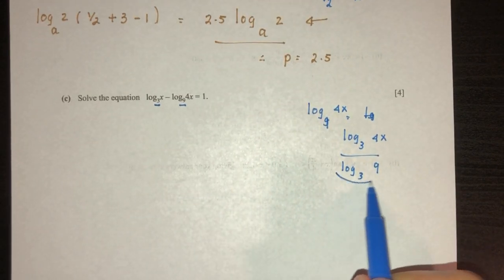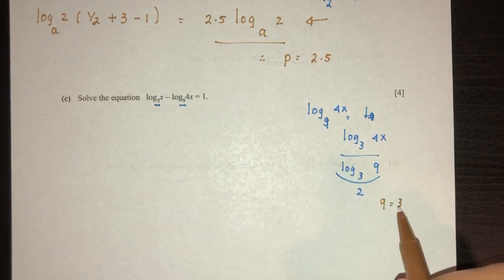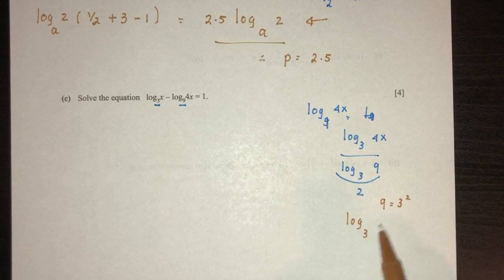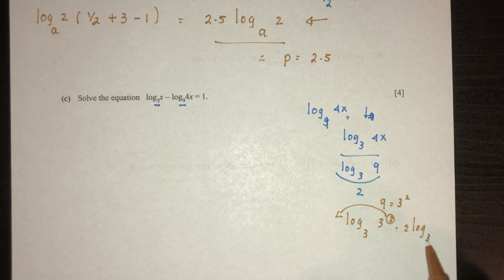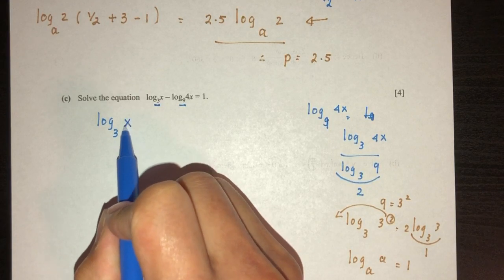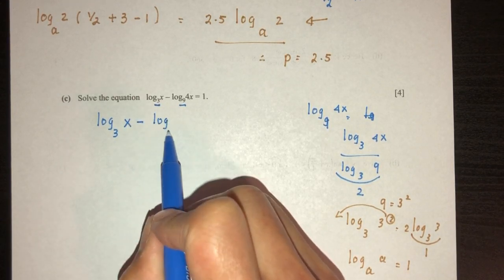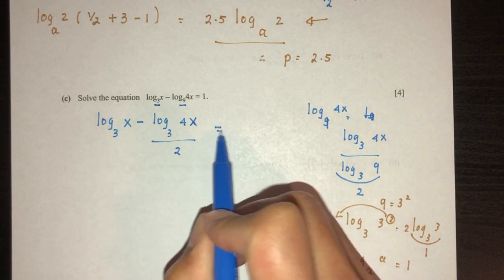Now log base 3 of 9 is equal to 2, because you have to know that 9 is actually 3 power 2. So log of 3 power 2, the 2 goes to the front, becomes 2 log of 3, and log base 3 of 3 is 1. Basically, log of a base and of the same value has to be 1. That's why it becomes 2. So now replace back in your equation. You will have log base 3 of x minus log base 3 of 4x, divided by 2, is equal to 1.